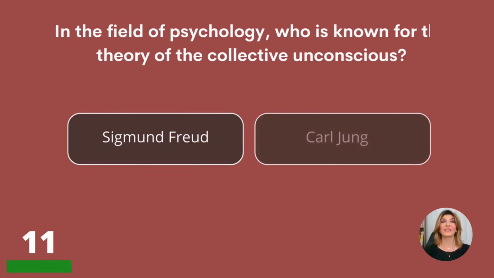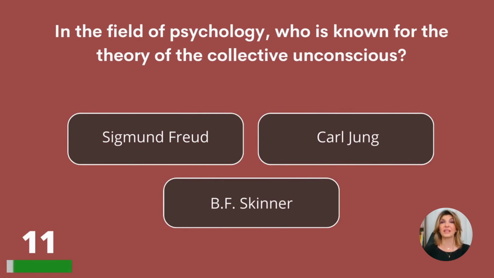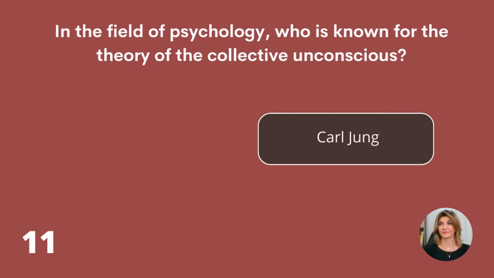In the field of psychology, who is known for the theory of collective unconscious? Sigmund Freud, Carl Jung, or B.F. Skinner? Carl Jung.